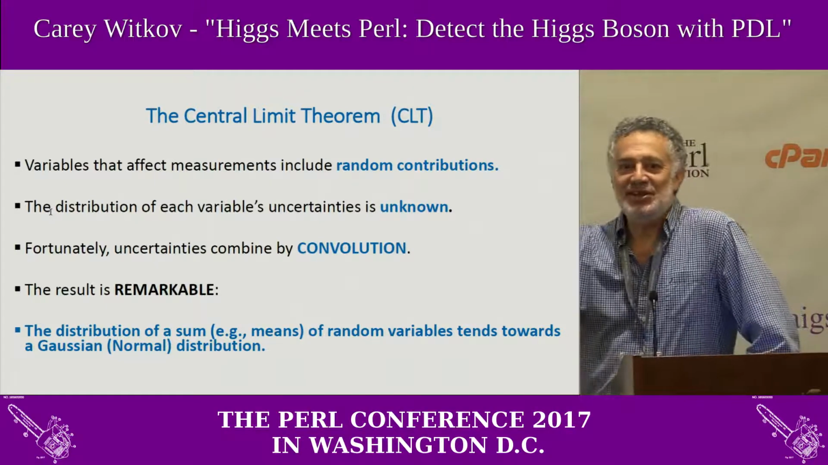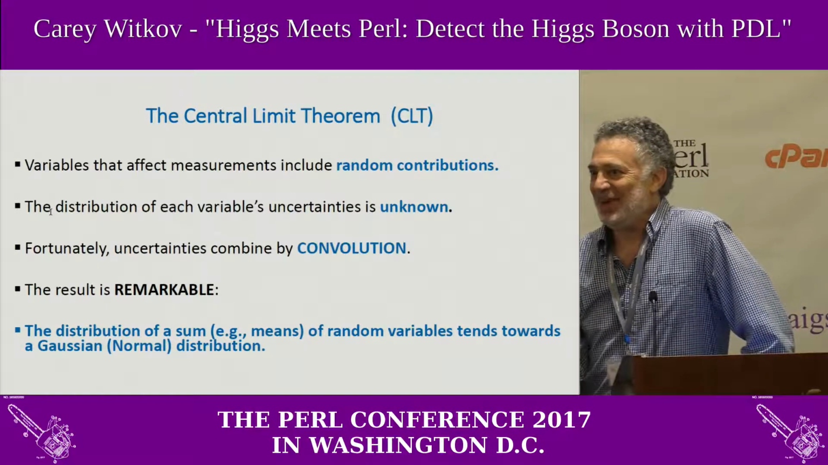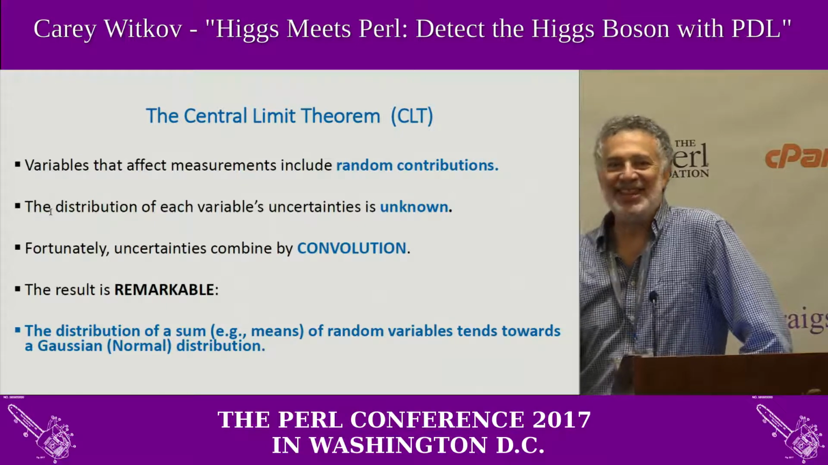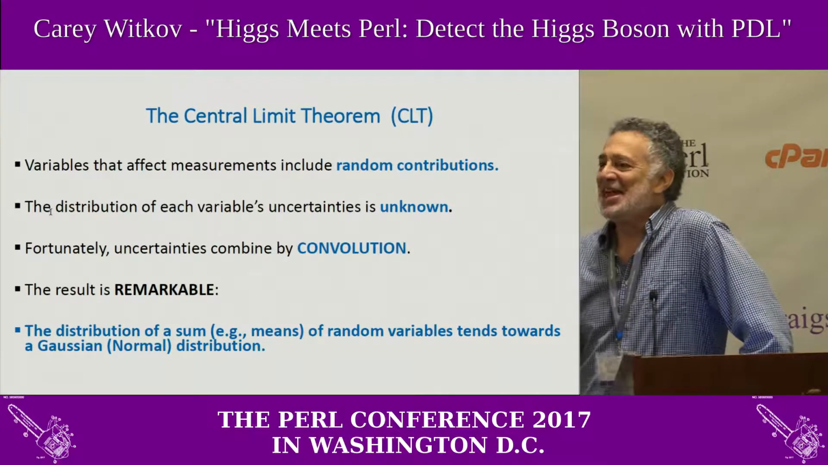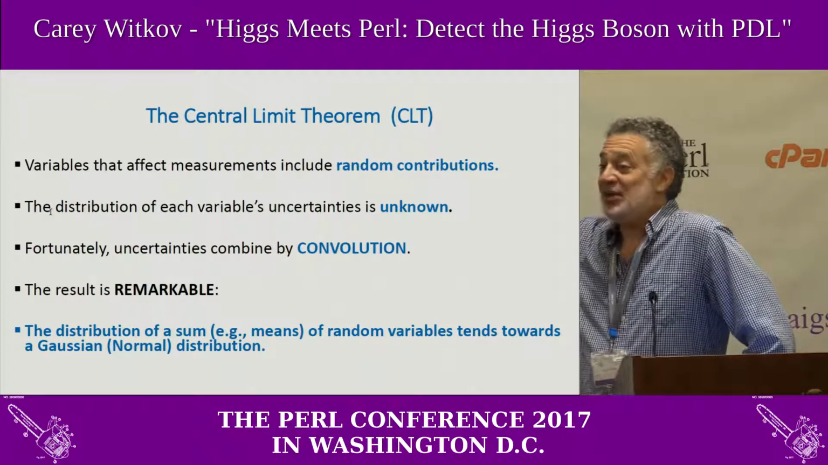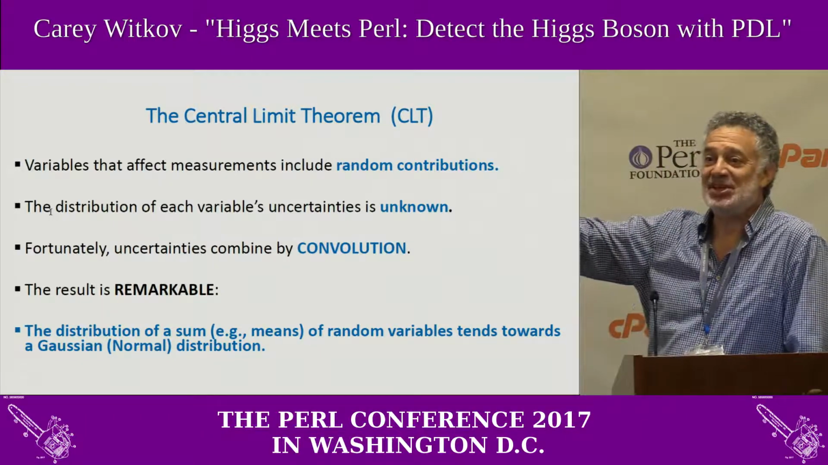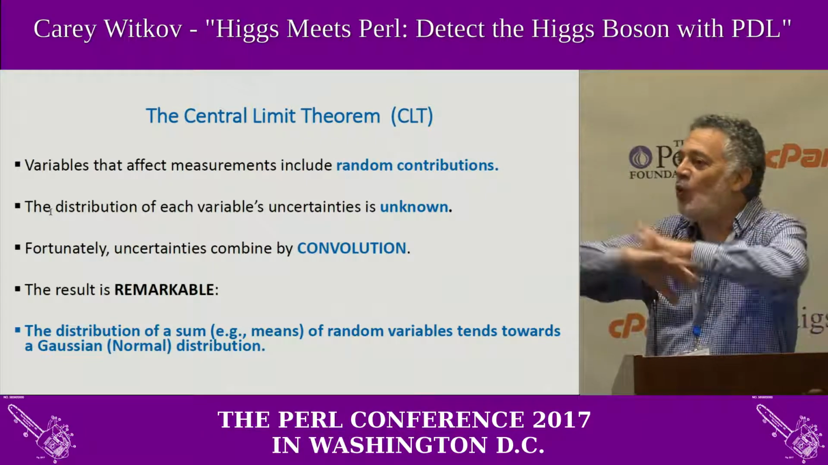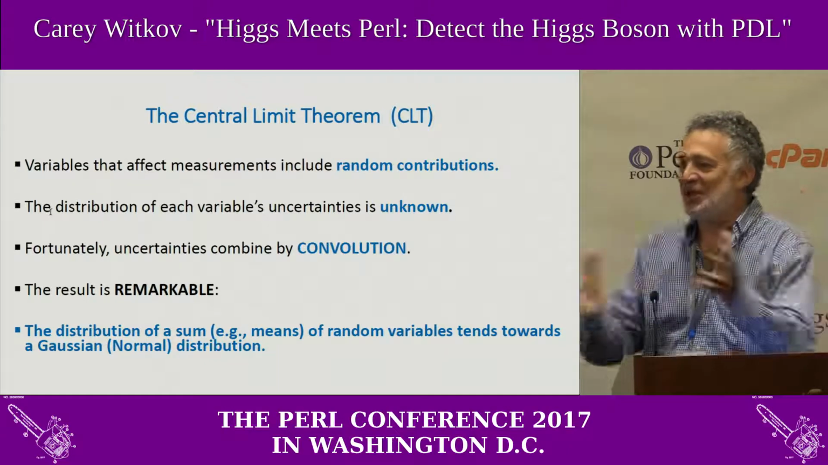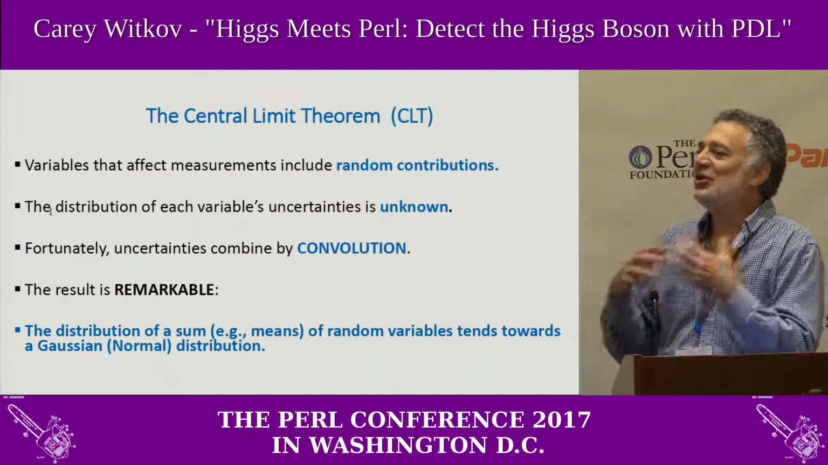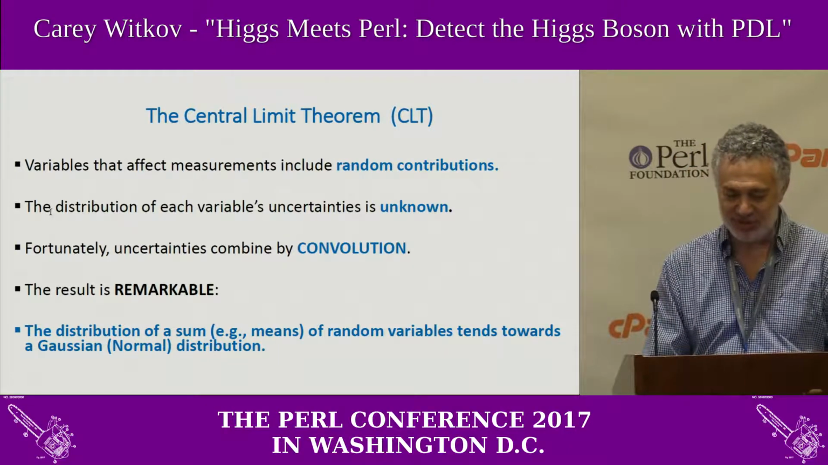I didn't see anyone's jaws drop. It's that important, the central limit theorem. It's often considered one of the key concepts in statistics, that no matter what the underlying distributions, when you combine them together, you're going to get a Gaussian, a normal distribution.